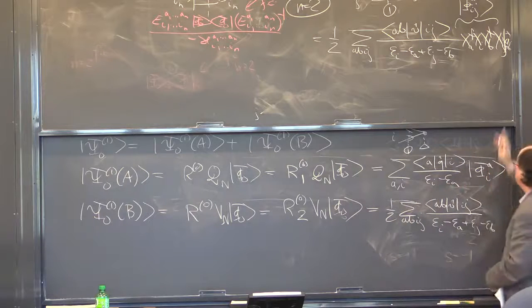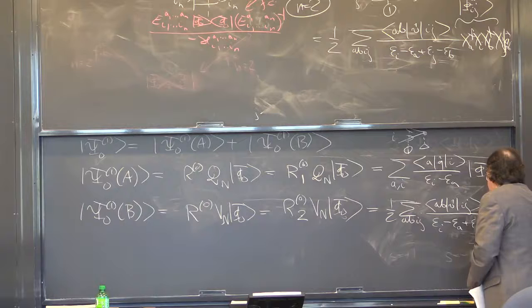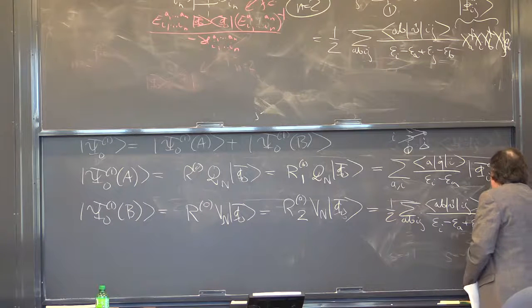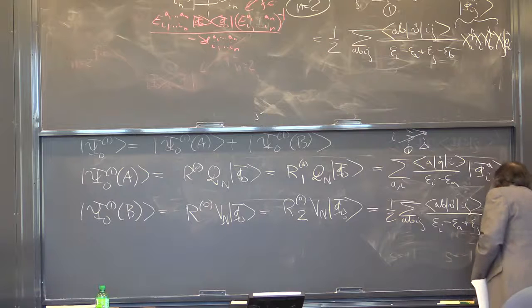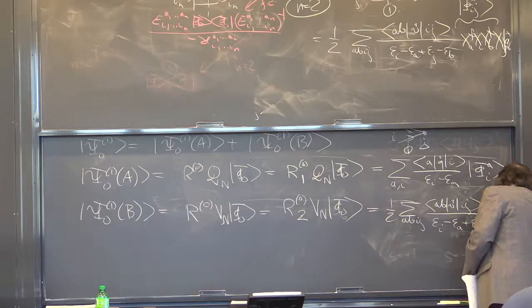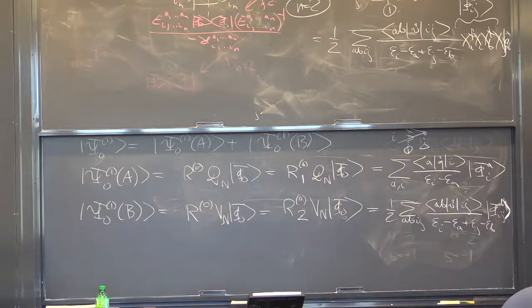And then we have to multiply this by the doubly excited determinants, Phi_ij^ab. Okay?